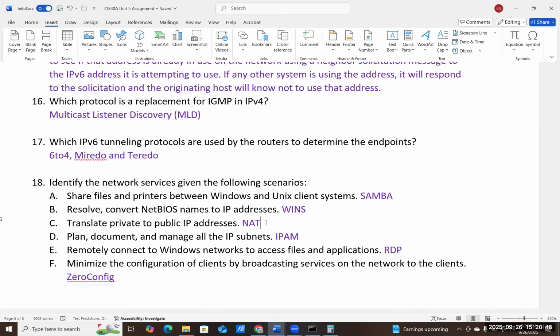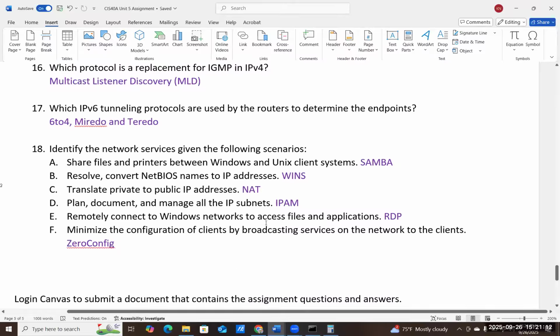You only have one public IP address, right? But you might have 10 devices in your network. All of those 10 devices use that same public IP address. And the service that makes it happen, NAT. So it exists in every single network. Okay. All right. Plan, document, manage all IP subnets. That's known as IPAM. So it's just a service that we would use to manage our IP subnetworks.